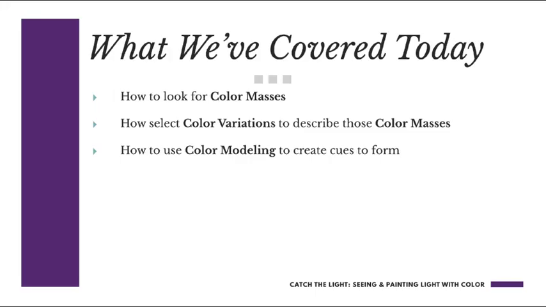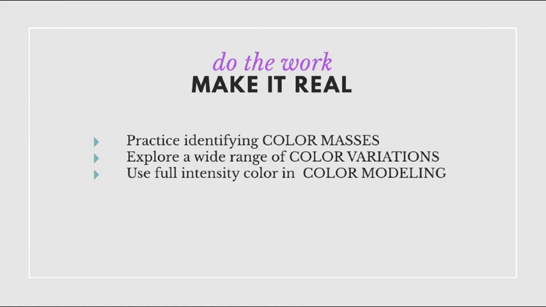I hope this helps in seeing how you can use color modeling to create a strong sense of form in your paintings. So to wrap up what we've covered today, how to look for color masses, those 5 to 7 basic color masses, not objects, but masses. How to select color variations to describe those color masses, to explore the different options that we have available with our color palette, and how to use color modeling to create cues to form.